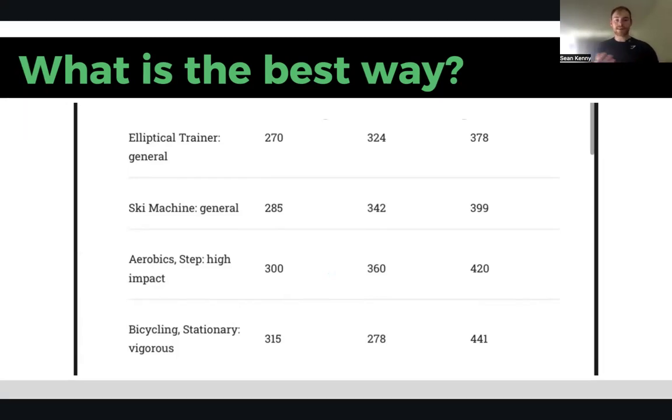Then we've got aerobic step. It's like a step class, which is high impact, 420 calories. A ski erg or a ski machine, 399. This is for the higher weight people. And the elliptical trainer, so the elliptical. This is all well and good. But what's really important here is that it's quite high intensity and you're doing it for a long period of time. So that would be your best way if you were looking at just burning calories.